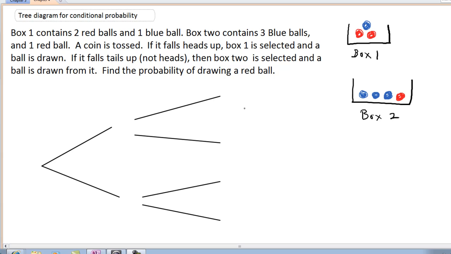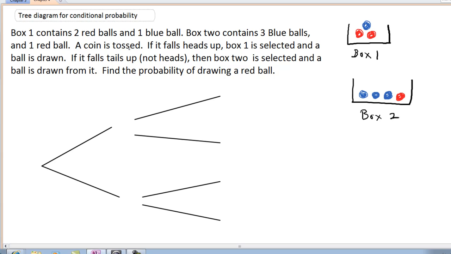So you can see, since there's an unequal number of balls in box 1 than there is in box 2, and there's an unequal red to blue ratio, whether you flip heads or tails is going to make a difference in the outcomes. So these are conditional probabilities. These are dependent events. And the first event that happens is the coin flip.